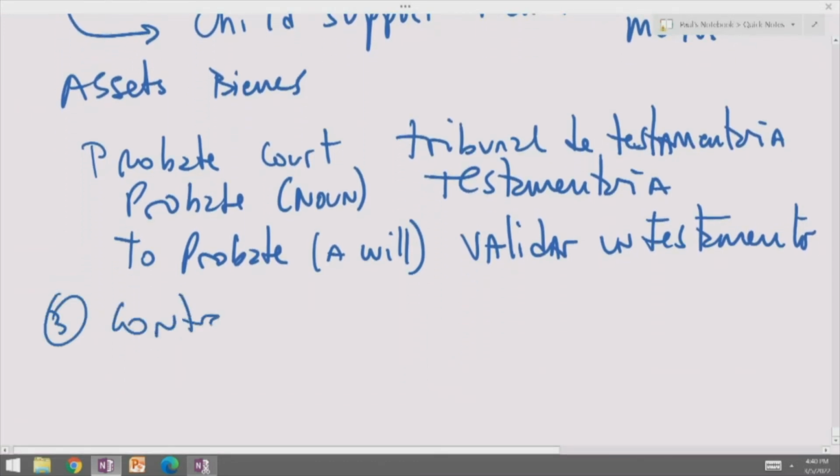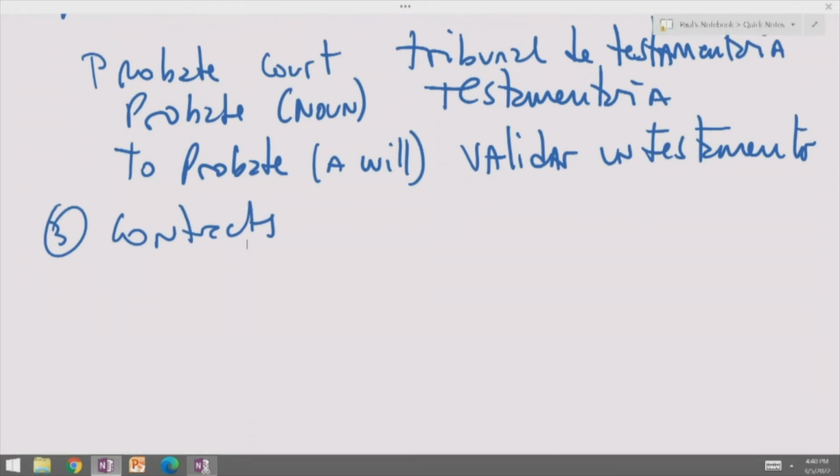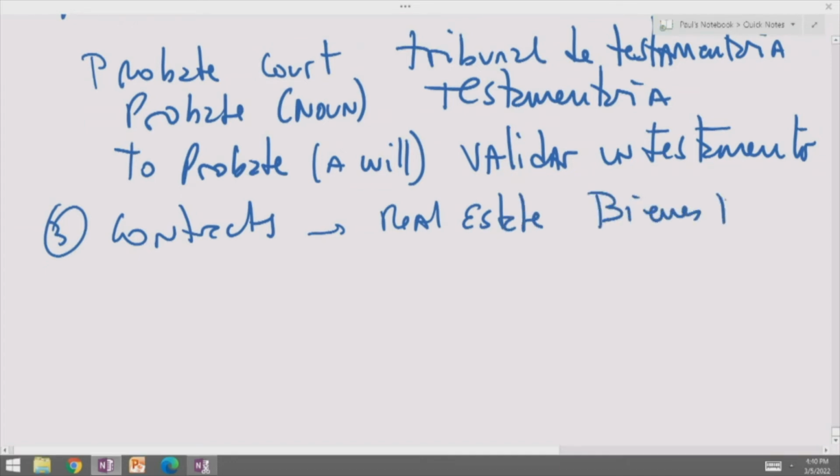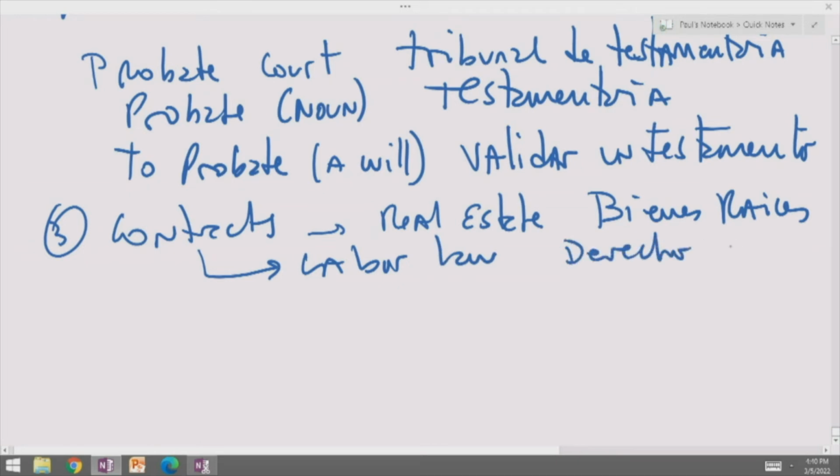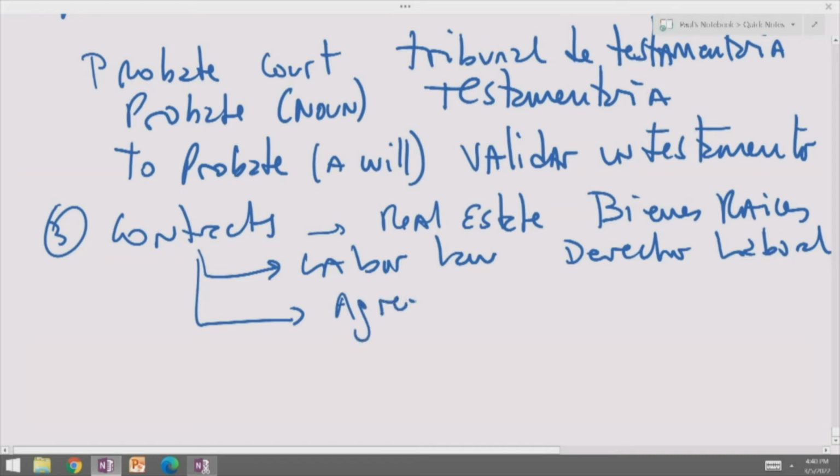When you talk about contracts, there are different types of contracts. You have real estate, contracts that deal with real estate, bienes raíces. Then you can have contracts that deal with labor law, derecho laboral. Or you can have contracts that have to do with agreements between parties.